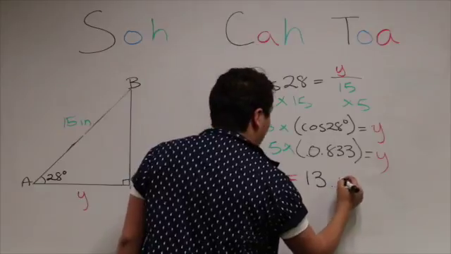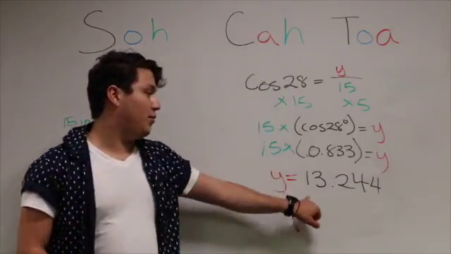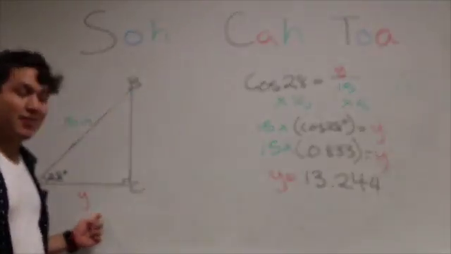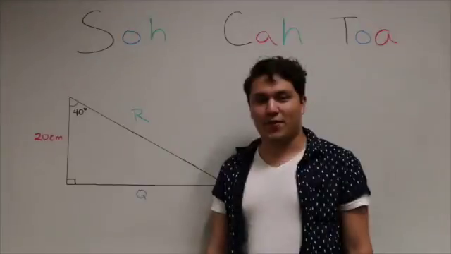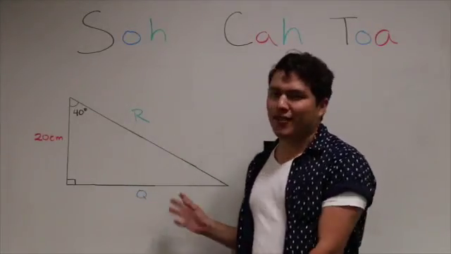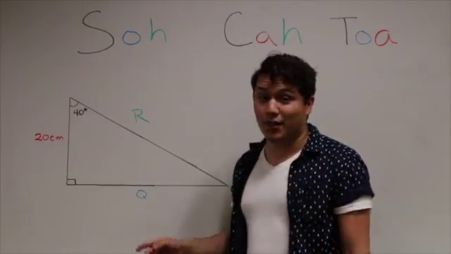We get y is equal to 13.244. So we found y and our adjacent side. Now let's take a look at a different triangle. This triangle looks a little different just because it's facing a different direction, but the same rules still apply.